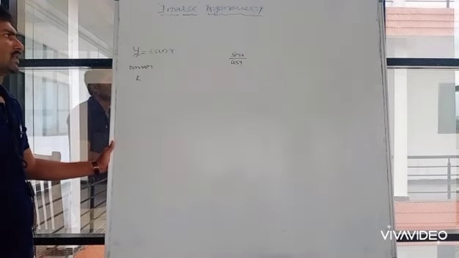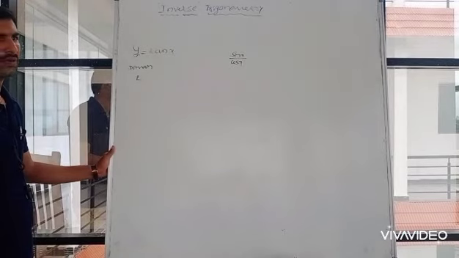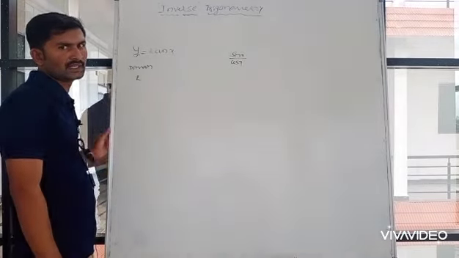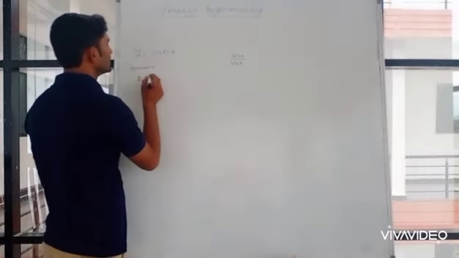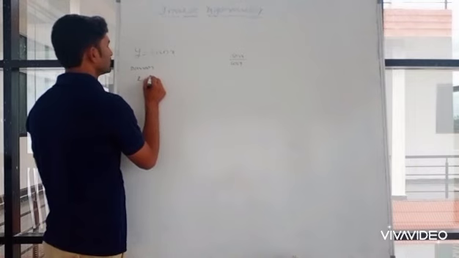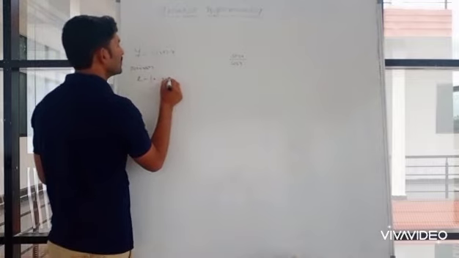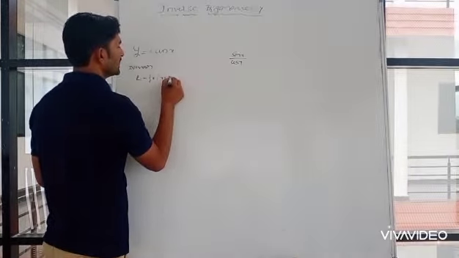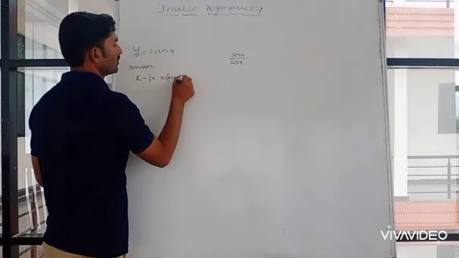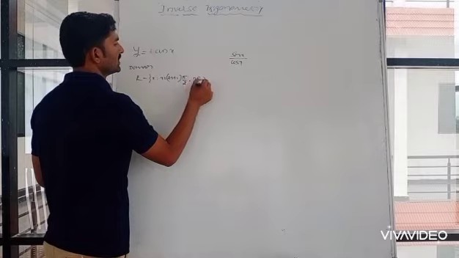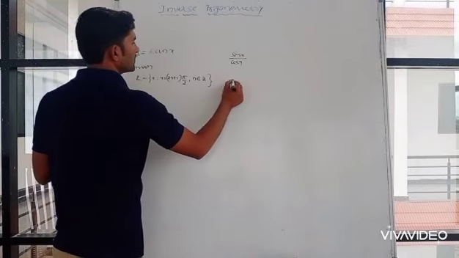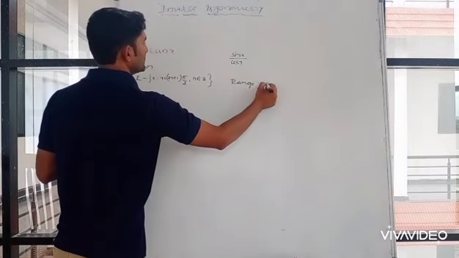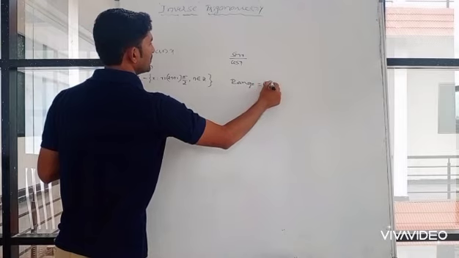In which interval will the function not be defined? At odd multiples of 90 degrees, the function will not be defined. So that is what we'll consider for the domain here: x such that x is not equal to an odd multiple of 90 degrees, (2n plus 1) times pi by 2, where n is an integer. This is the domain. Then the range is minus infinity to plus infinity.